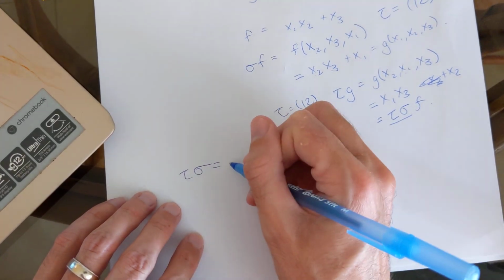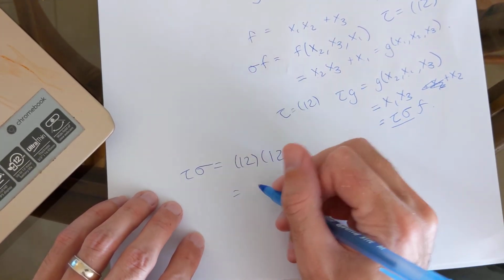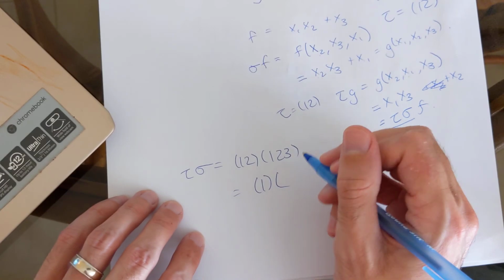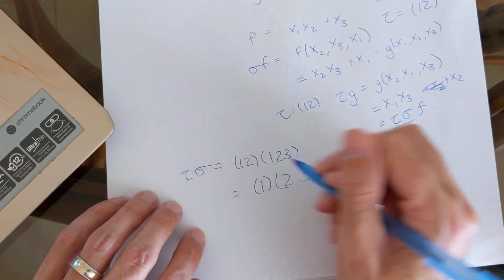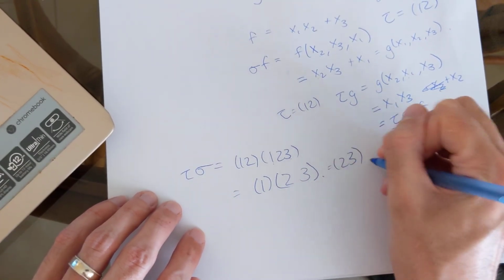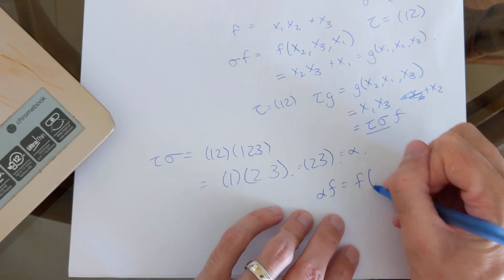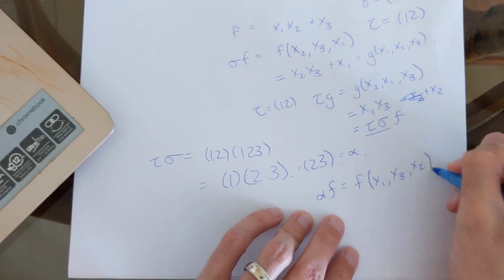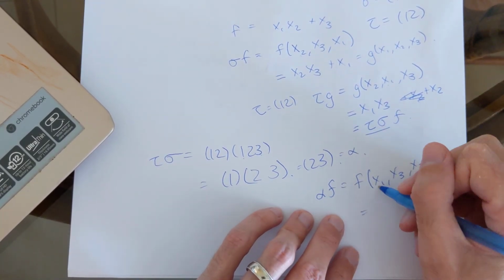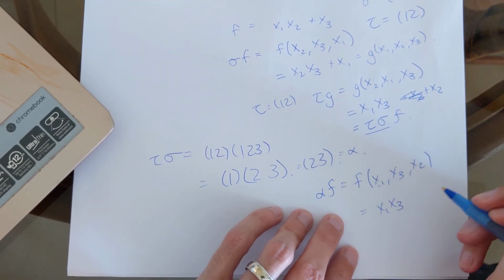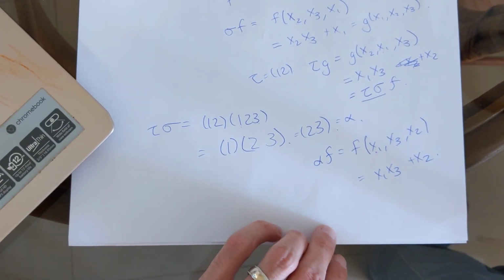Let's compute tau sigma and then do tau sigma of f, see what we get. So tau sigma, that's just (1 2 3) first and then (1 2). So 1 goes to 2, 2 goes to 1. Let's see, 2 goes to 3, 3 goes to 1, and 1 to 2. So it's just (2 3). Okay, let's call this alpha, and now let's compute alpha f. That's just f of x1, x3, x2, and f is like first thing times second thing plus third thing. So you get first thing times second thing plus third thing. Okay, it's not a group action.